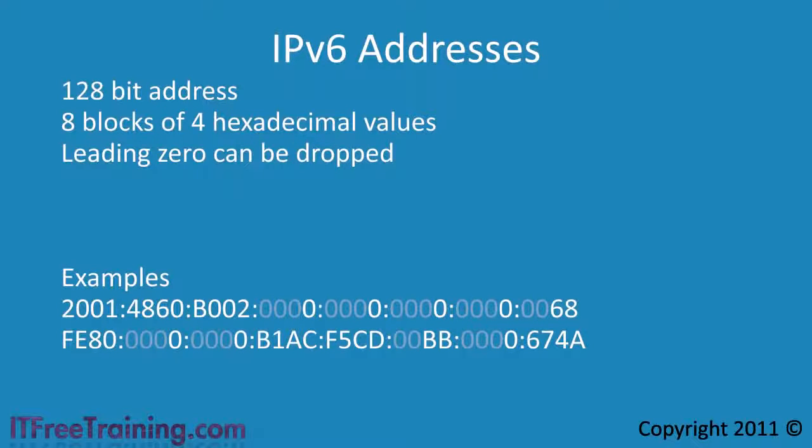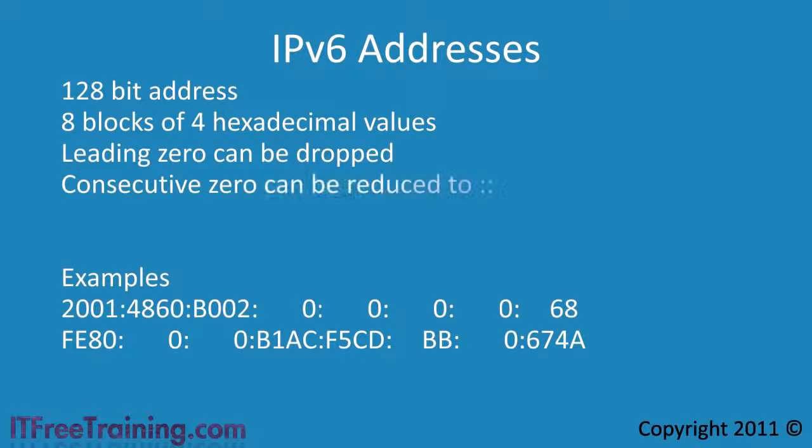Given this example, all the leading zeros can be removed from the groups of 4 digits. Removing the leading zeros makes the address a little easier to read. Notice that in this case I did not remove all the zeros, as there always needs to be at least 1 digit in each group of 4. If you have consecutive blocks of zeros, these can be reduced.